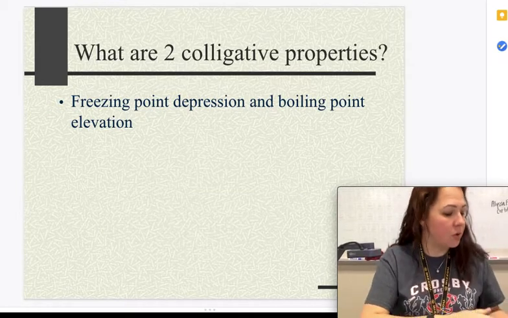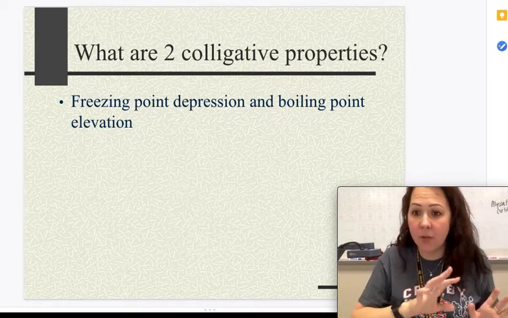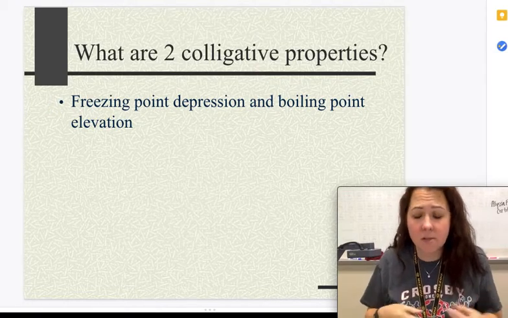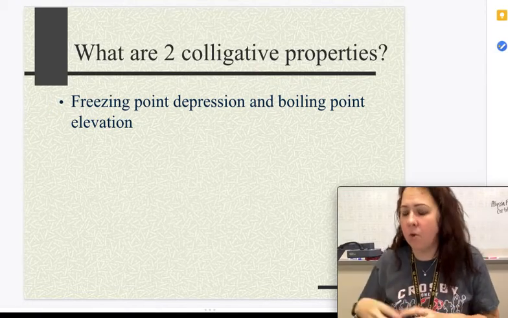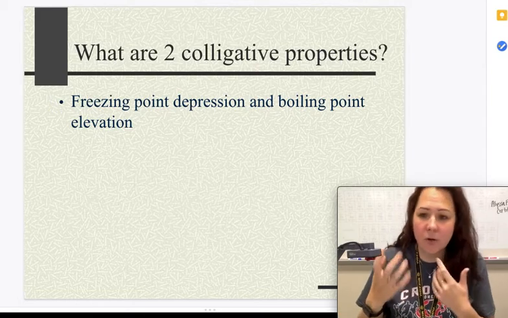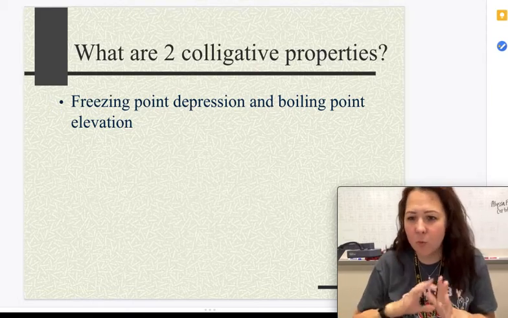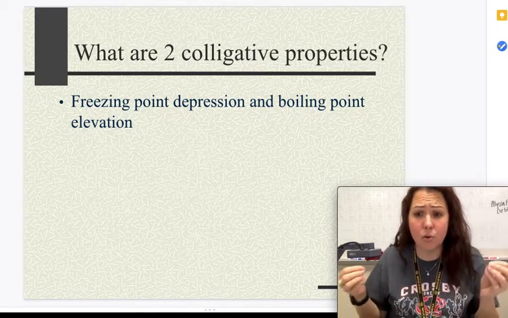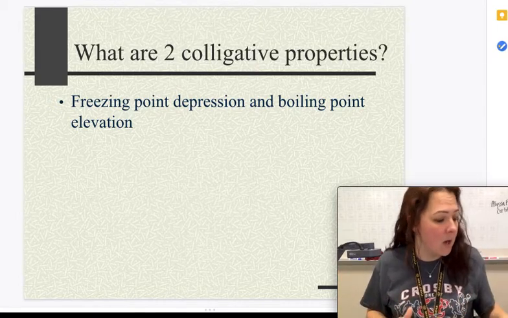So with your two colligative properties, like I said, you have boiling point elevation and you have freezing point depression. There are more than this, though. When you go into AP Chem and when you go into college, you're going to talk about more of them. However, we only talk about these two for this class because they're the most applicable to the real world and to your life overall.